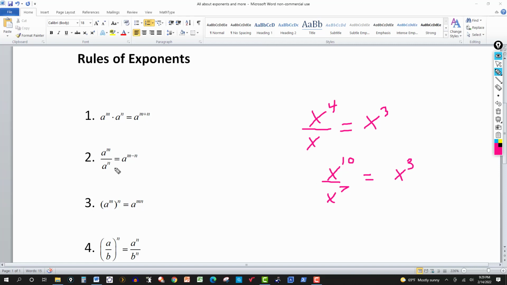And that's what the second property, or second rule, is telling you. If you're dividing powers or exponents of the same base, this tells you bring down the base and subtract the exponents. So the exponent in the numerator minus the exponent in the denominator. So that's what you have here. If you look at this setup, this is going to be bring down the base, and it's 10 minus 7. And notice if I put it the other way around, say I write it x to the 7th over x to the 10th.